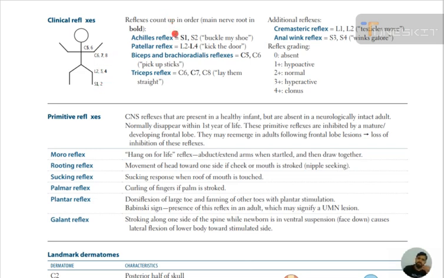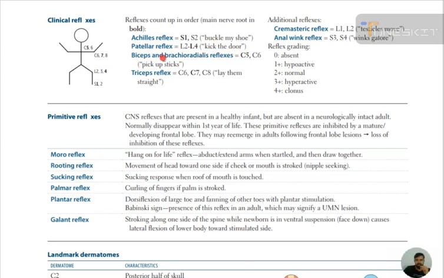So Achilles reflex, we also call it tendon reflex. The main nerve involved is S1 and associated with it is S2. Buckle my shoe. So you can remember it with "buckle my shoe." The second one is the patellar reflex. You can see here the main nerve is L4 and the associated nerve is L2. Kick the door.